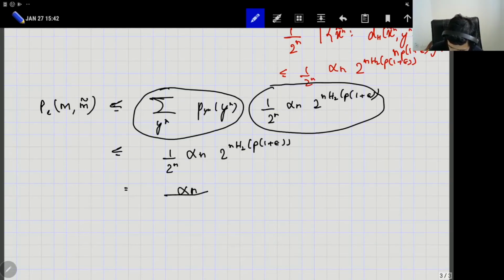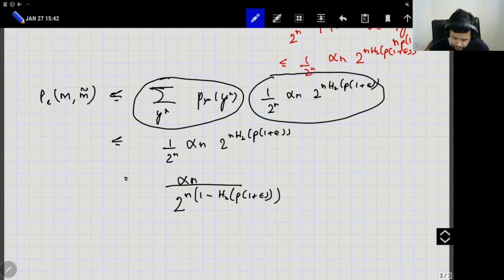Which can be written in the following way. It's alpha n divided by 2 raised to n times 1 minus the binary entropy of p times 1 plus epsilon. So this is the probability that the code word corresponding to m tilde lies close to the received sequence when the actual transmitted sequence is xn of m.